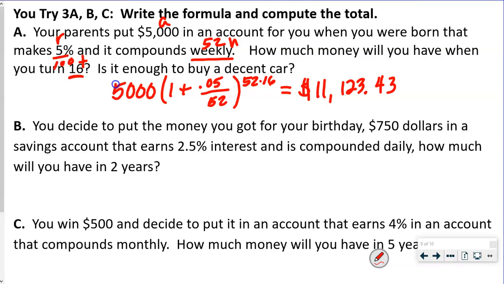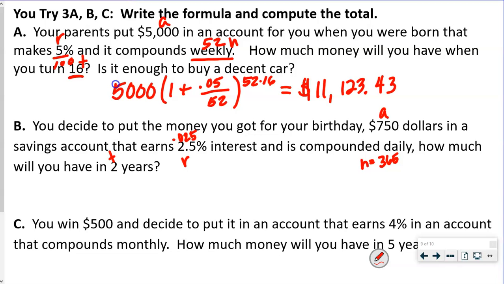All right, part B. Again, I'd like you guys to read this, do it, and then come back to me when you're done. So you decide to put the money you got for your birthday, $750, in a savings account. So again, this is our A. That earns 2.5%. So this is our rate of interest. And remember, that's going to end up being 0.025, right? Because we're going to move the decimal 2 places to the left. And it's compounded daily. So that would be 365. And that's our N, right? So this was our R, okay? And then how much will you have in 2 years? So this is our time, okay?